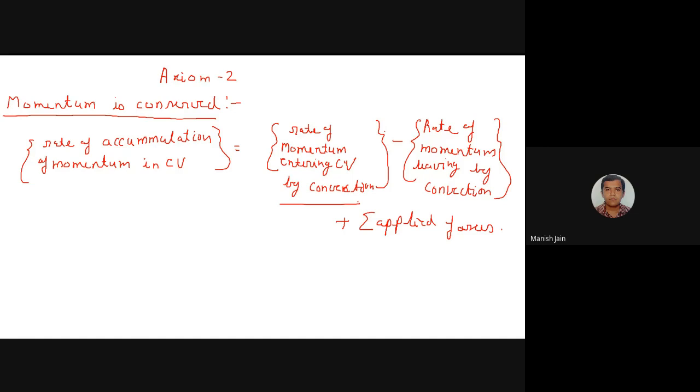Now quickly I am telling about the different types of forces applied on the body that we have already covered in the momentum transport. There are two types of forces. First is the body force. Second is the surface force. So basically the body force is the force which is applied on the whole body. Body force depends upon the mass.